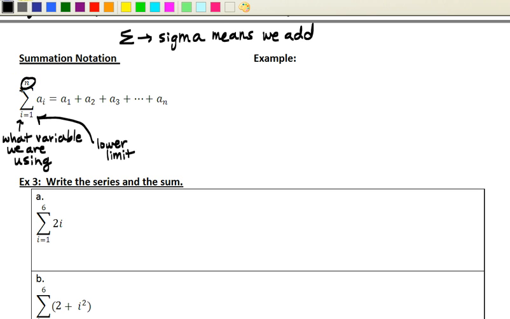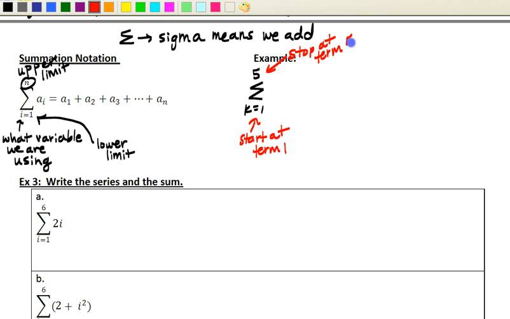That's the upper limit, so that tells me what term to stop at. So we have one more thing to say here, but let me just show you what I mean. For my example, I'm going to have k equals 1 to 5, and that means I start at term 1, and I'm going to stop adding at term 5. So I go from term 1 to term 5. That's what the top and bottom means.